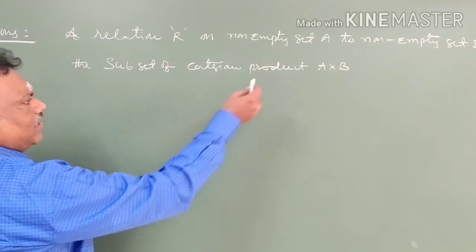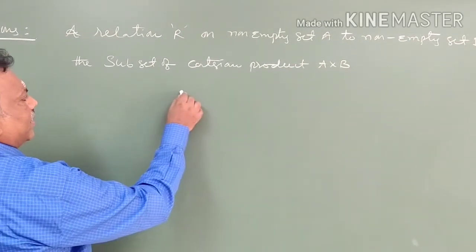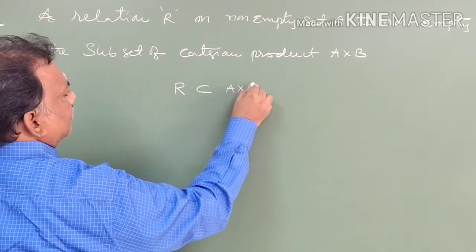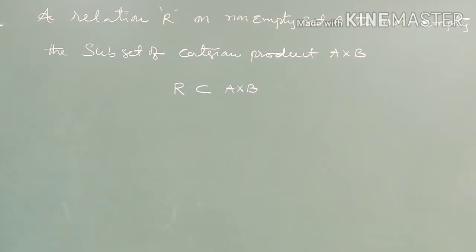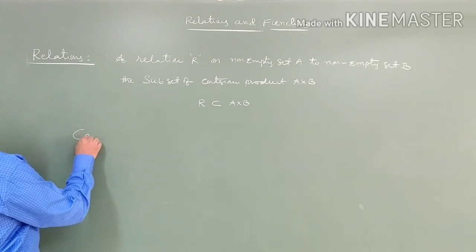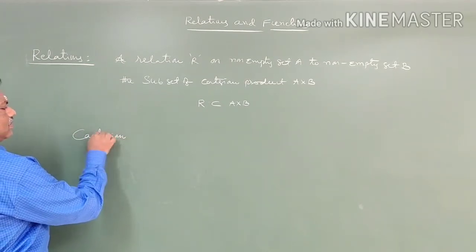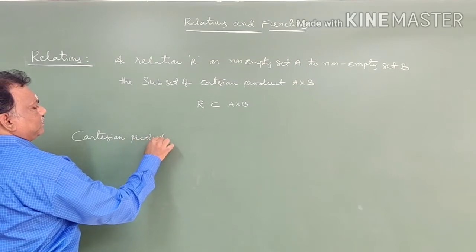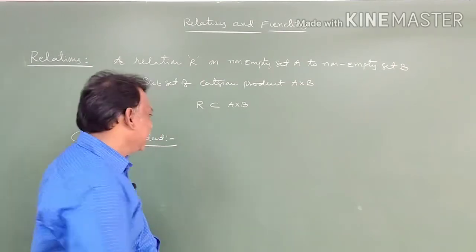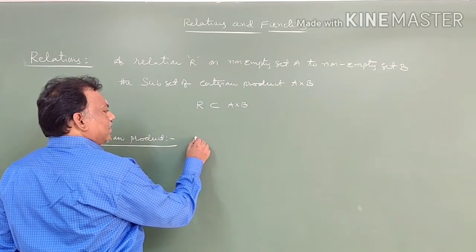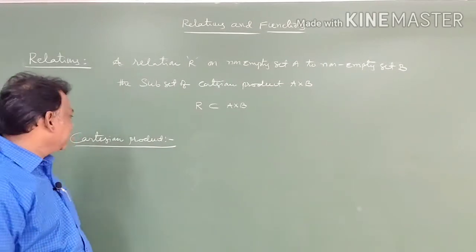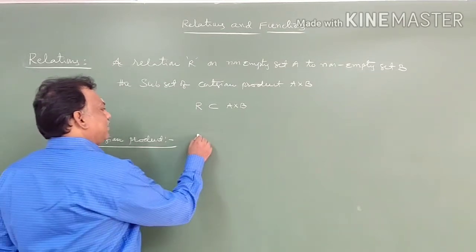You know very well about the Cartesian product A cross B from the lower classes. A relation is always a subset of or equal to A cross B. If you consider two sets, what is meant by Cartesian product? In the first PU, you learned what a Cartesian product means. What is meant by Cartesian product?